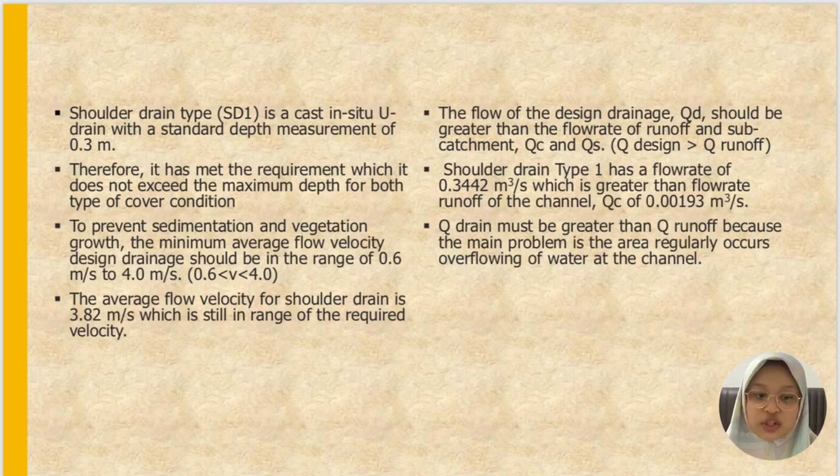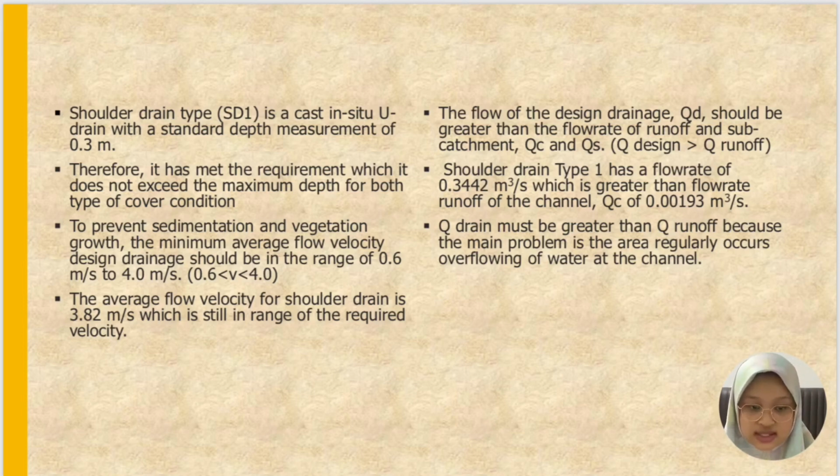To prevent sedimentation and vegetation growth, the minimum average flow velocity of the design drainage should be in the range of 0.6 meters per second to 4 meters per second. Based on the calculation, the average flow velocity for shoulder drain is 3.82 meters per second, which is still in the range of the required velocity. For the design, drains shall be provided with a 1.2 meter height handrail fence on graded covers for the entire length for public safety, as the velocity exceeds 2 meters per second.